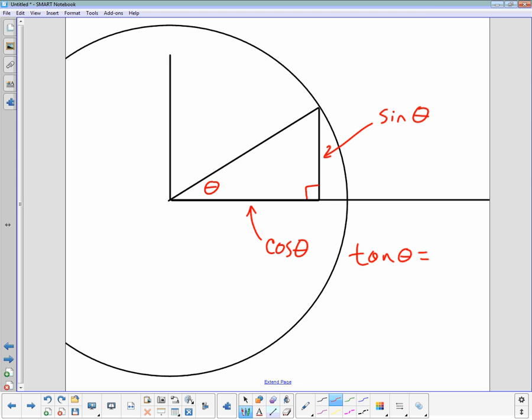So tangent is sine all over cosine. So when you're thinking about the tangent, it is undefined at pi over 2, because at pi over 2, the cosine is 0.